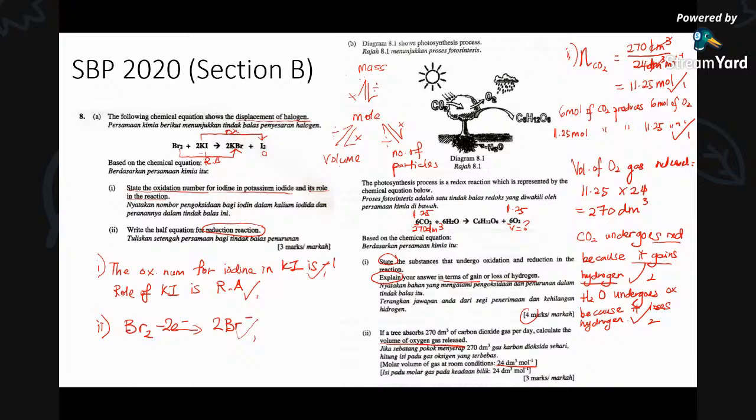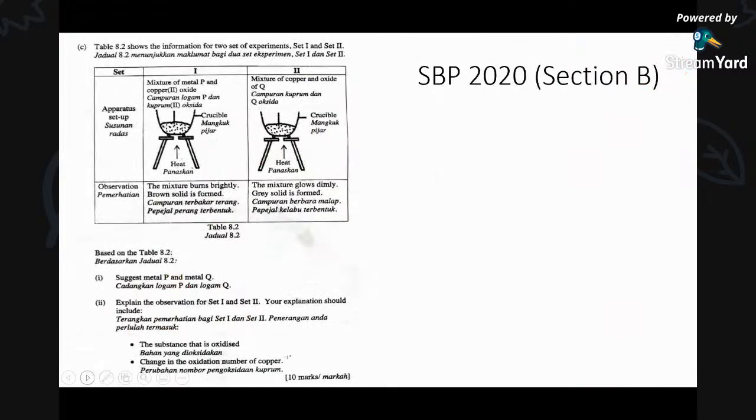Okay, because this is mole, this is dm cube per mole. So mole and mole cancel off, so you get 270 dm cube. So this will be your third mark. So first mark, second mark, third mark. So mostly if you see calculation, this is how they will ask you and they'll give you 3 marks. Okay. The next question. Question C.